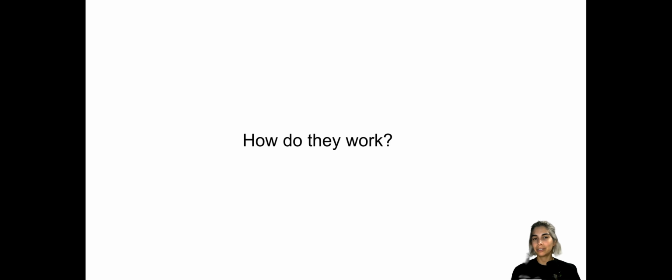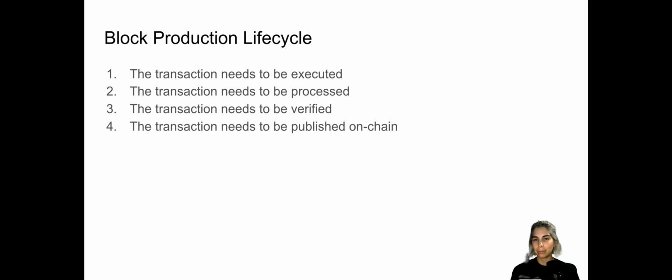Let's jump a little bit into how they work. These are the 4 steps of a typical blockchain. The first step is that the transaction gets executed. The transaction needs to be processed. The transaction needs to be verified. And lastly, the transaction needs to be published on chain. L2s take care of step 2. They process the transactions off chain.